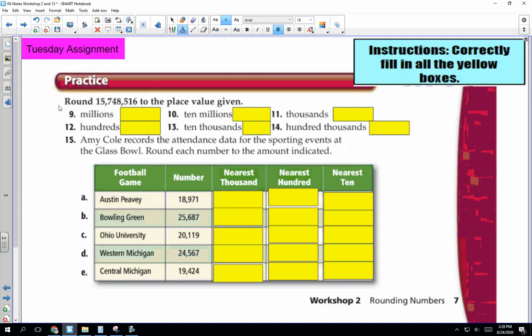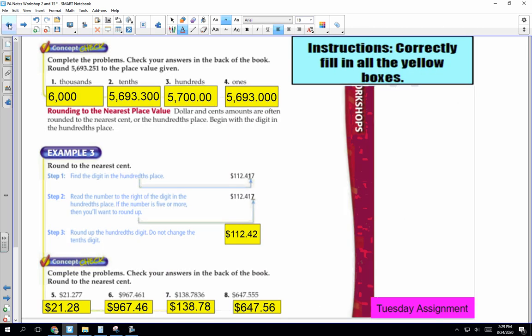Alrighty. You guys are now going to take some time on your own. You're going to complete each of these problems, rounding to the correct place values, and then you guys are done with Tuesday's assignment. The password to this one is a dollar sign. So dollar sign is going to be your phrase that pays today.